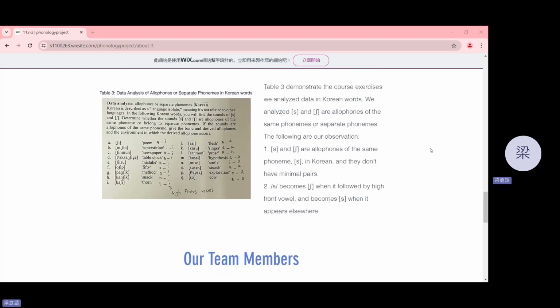And then is Table 3, data analysis of allophones or separate phonemes in Korean words. Table 3 demonstrates the course exercise where we analyzed data in Korean words. We analyzed whether [s] and [ʃ] are allophones of the same phoneme or separate phonemes.